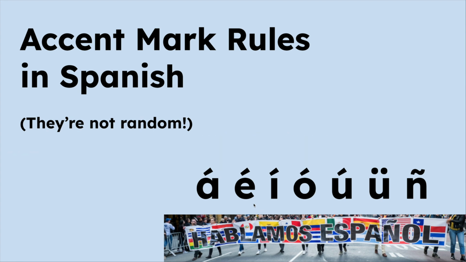So, Spanish has three types of accent marks. The most common one is the acute accent, the one going up. You can put it on a, e, i, o, u. And there's a diaeresis, two dots on the u, and there's also the eñe.